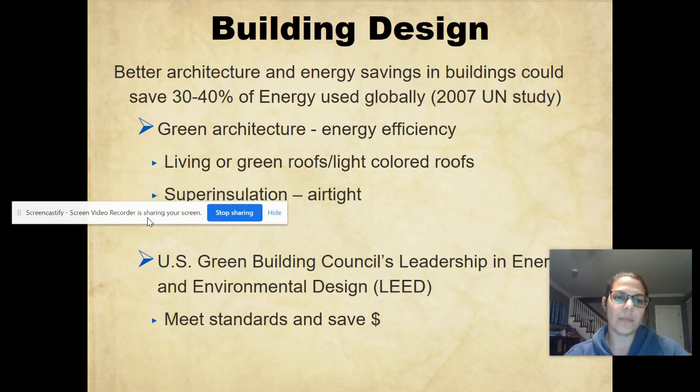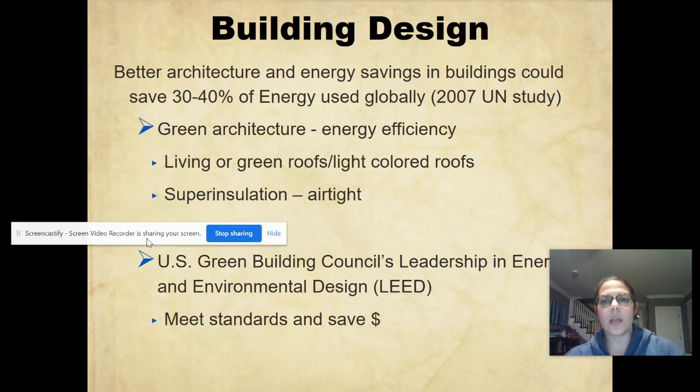So here we go. Building design. If you have better architecture and energy savings, you can save 30 to 40% off of the energy that you're using. Okay. You can change the color of your roof so that it doesn't get super hot in the summer. Or what you can do is have a super dark roof so that it's much warmer in the winter. If you have super insulation, okay.